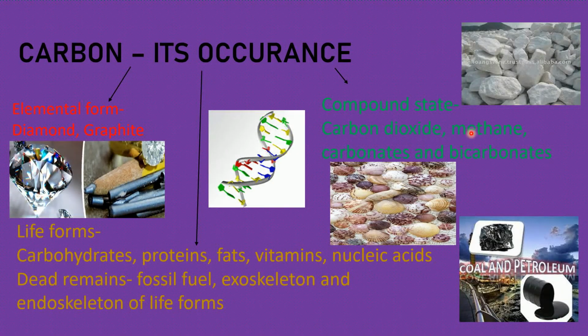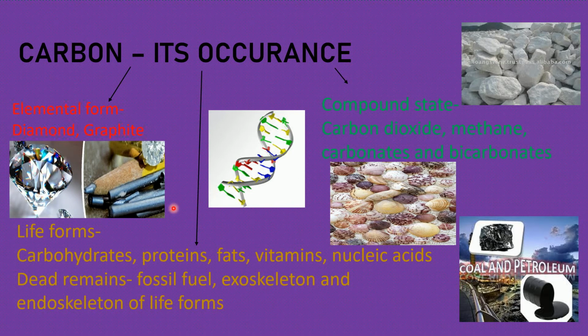Then methane, as methane gas. Now, methane gas is mostly produced by the ruminants, by the animals, especially the herbivore animals. And this is also found in the mines. When they are extracted, the gas, which is also called marsh gas, is released from these mines. Then carbonates and bicarbonates, that is limestone.